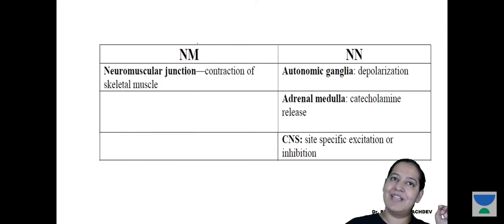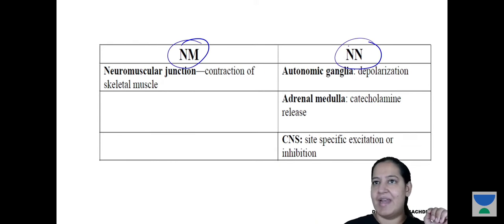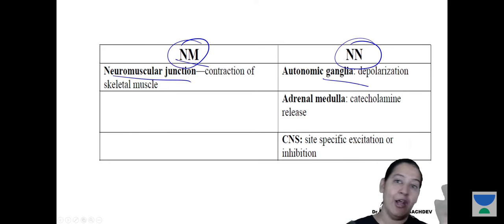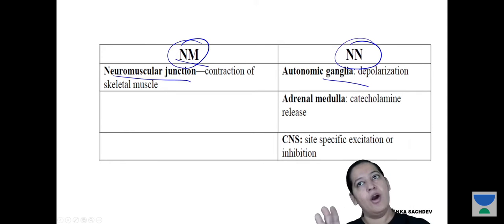This is the table for NM and NN. NM is present at the neuromuscular junction and NN is present at the ganglion. I have told you, ganglia are present in between, since we have two neurons, preganglionic and postganglionic. So at the ganglion, NN is present. Done. I would like to do some polls based on this, then I will come to the classifications.